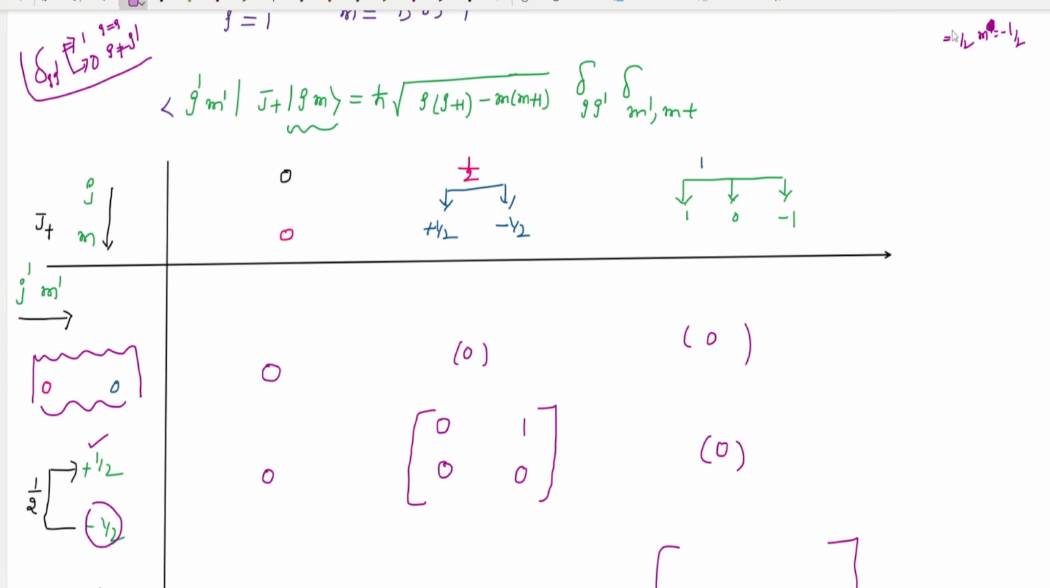During writing, sometimes I make some mistakes. Please identify that. This plus is there, right? Already.